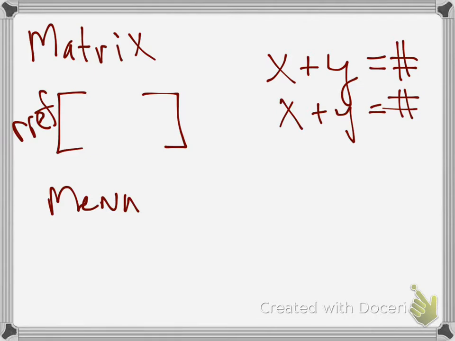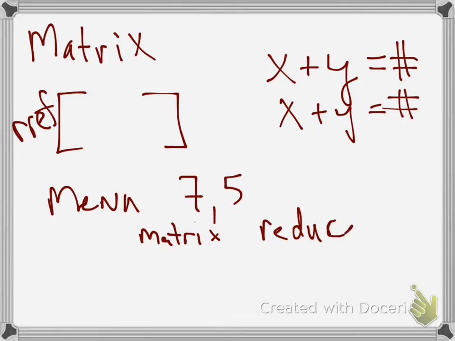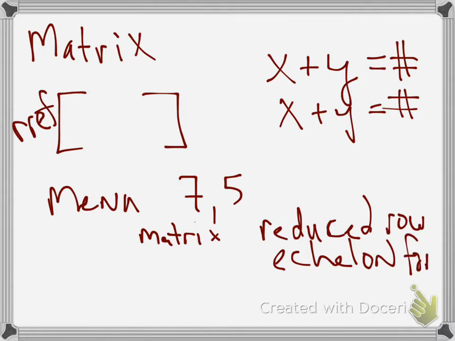Okay, so on here, like menu 7, matrix vector, and then again choose number 5. So this should be menu 7, 5, which would be about matrices, and then choose the reduced row echelon form. Reduced row echelon form. That's why it's called RREF.